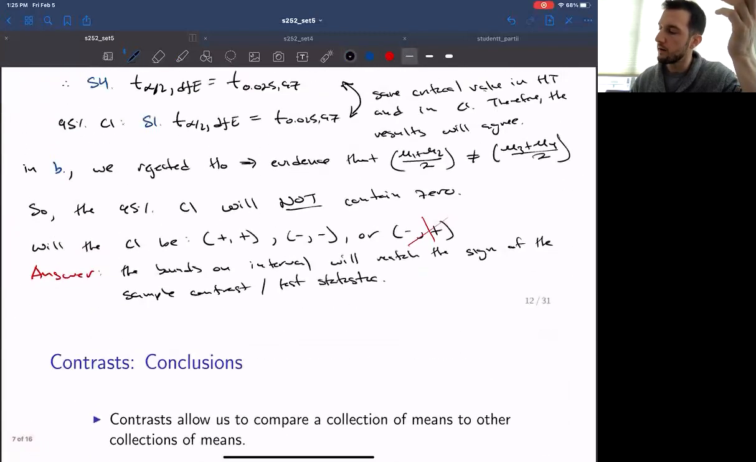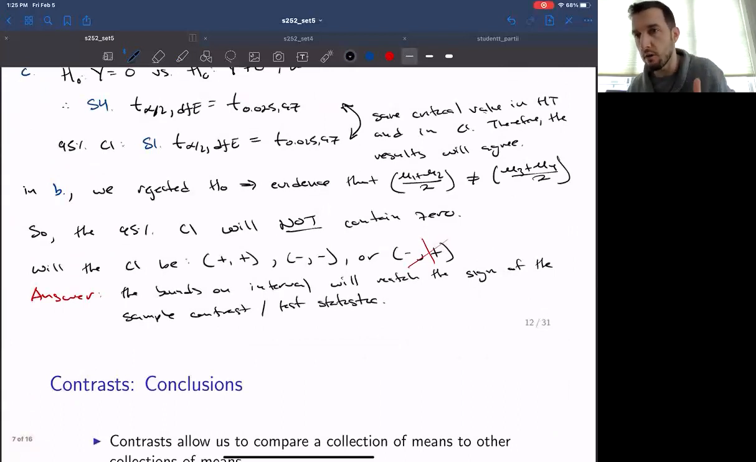We know that the interval cannot cross 0. So if the interval can't cross 0, but the midpoint of the interval is going to be a negative number, then the interval has to have 2 negative bounds as well. Because otherwise, you have to cross 0 in order for the upper bound to get into the positive numbers.